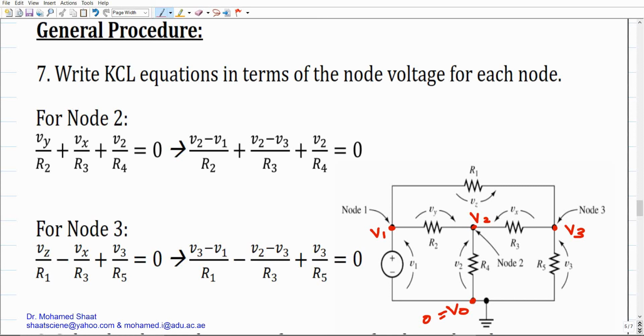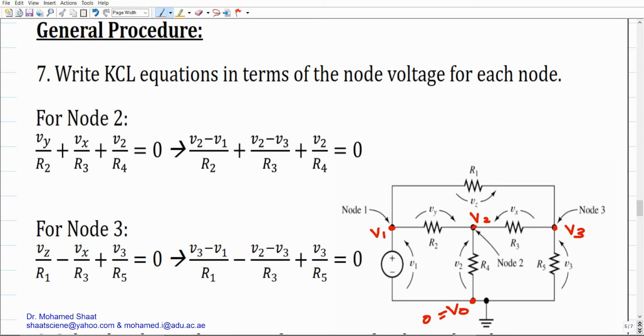Because this is our reference, okay? So what does it mean? It means that we can write a Kirchhoff current law to node 1, node 3, and node 4. But let me remind you of the Kirchhoff current law. Kirchhoff current law states that the sum of the currents over any node should be 0.